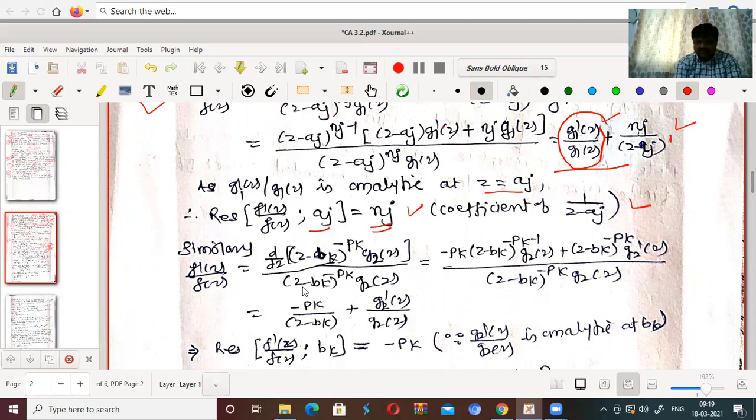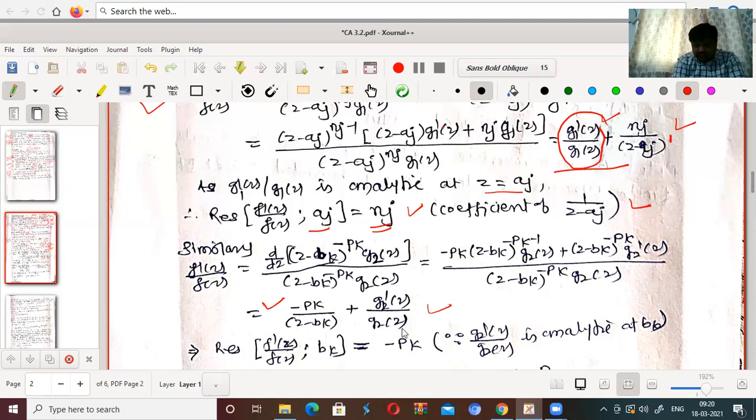Similarly, for f dash z upon f of z, by using the concept of pole, because f of z we have taken as z minus bk to the power minus pk times g2 z, and then the numerator is a derivative. The derivative of the first function is minus pk times z minus bk to the power minus pk minus 1 times g2 z, plus z minus bk to the power minus pk into g2 dash z, upon this term. If we take separate division there, we get minus pk upon z minus bk, because in the numerator it is minus pk minus 1 upon minus pk in the denominator, and this one is g2 dash z upon g2 z. Okay, these two will be cancelled.